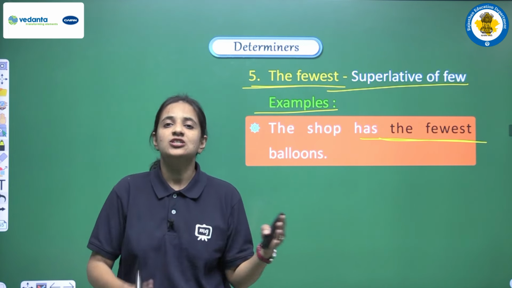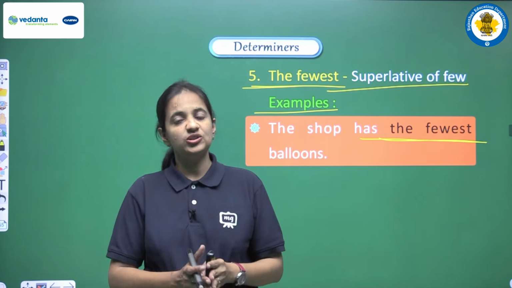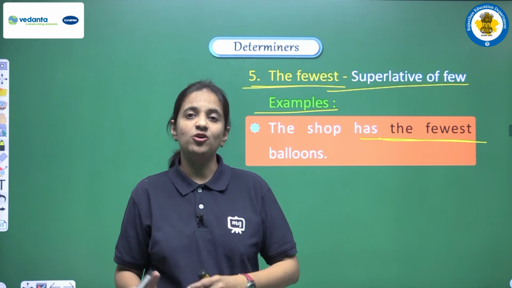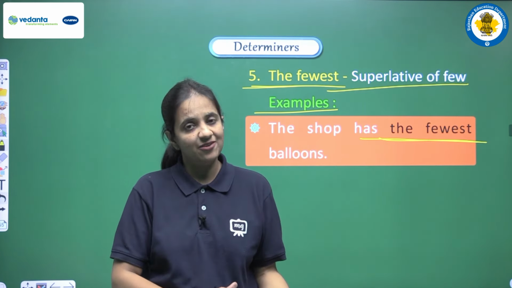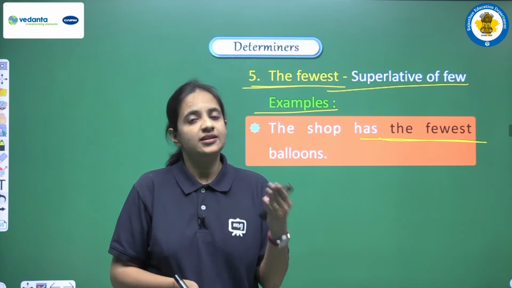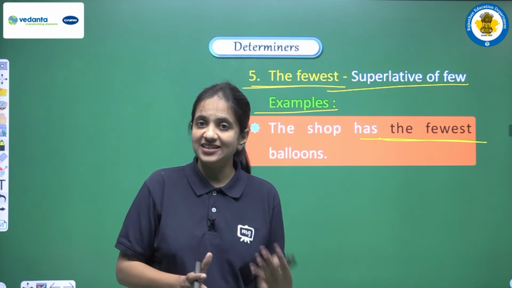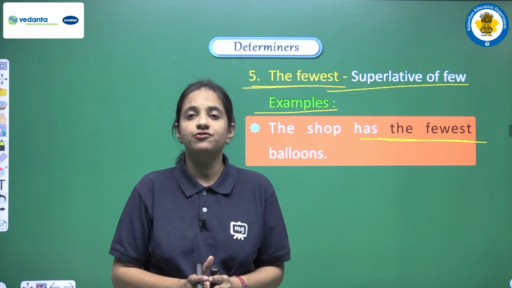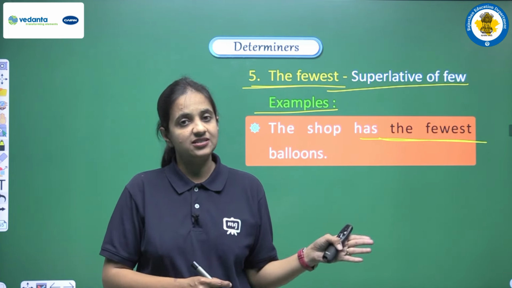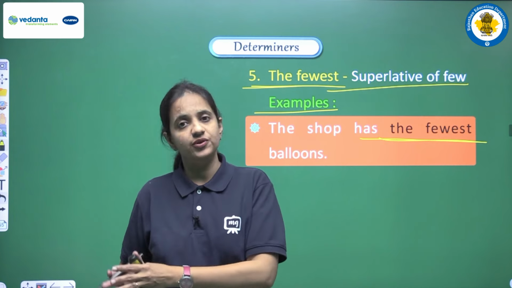Next is the few. So with the help of the few, we can show the totality. So when we are talking about the total number, at that time we have to use the few. Next is fewer, that is a comparative form of few. When we are making a comparison in a sentence, then we can use fewer. And the last is the fewest. This is the superlative form of few.